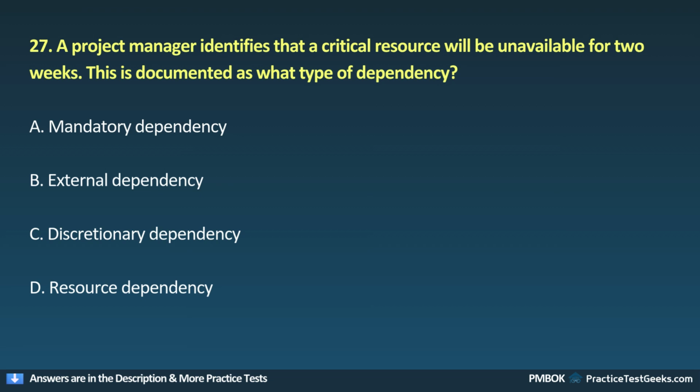27. A project manager identifies that a critical resource will be unavailable for 2 weeks. This is documented as what type of dependency? A. Mandatory dependency. B. External dependency. C. Discretionary dependency. D. Resource dependency.